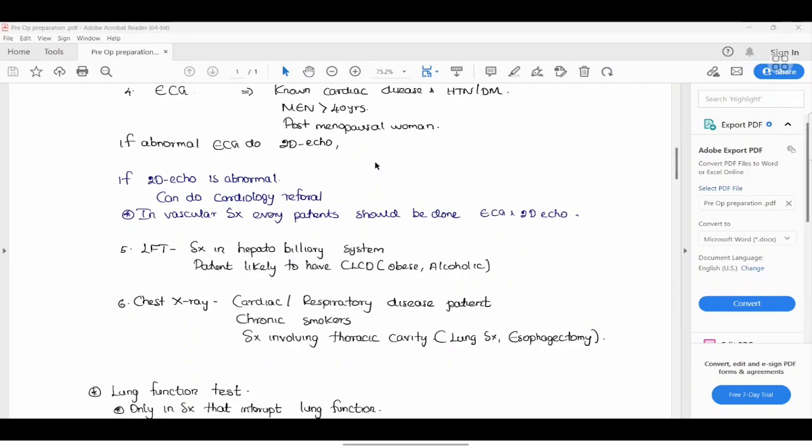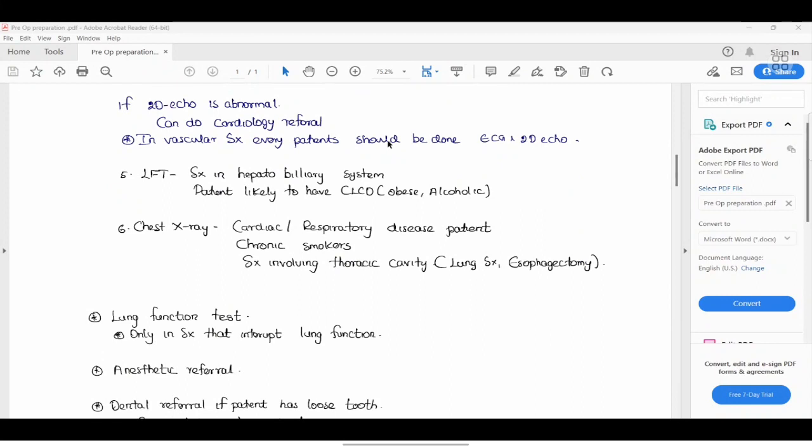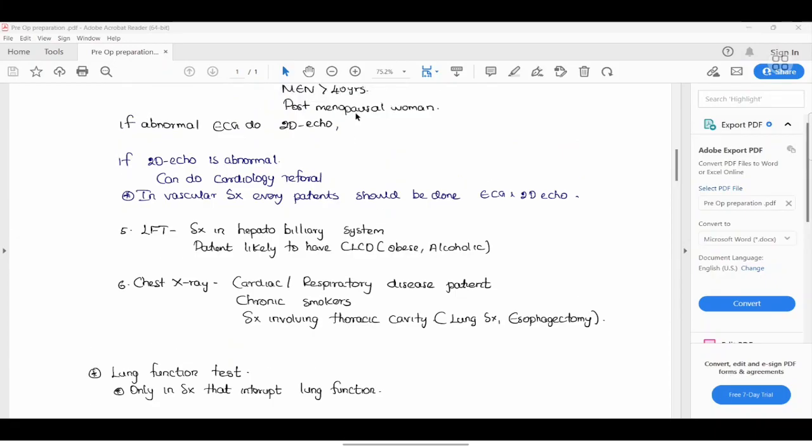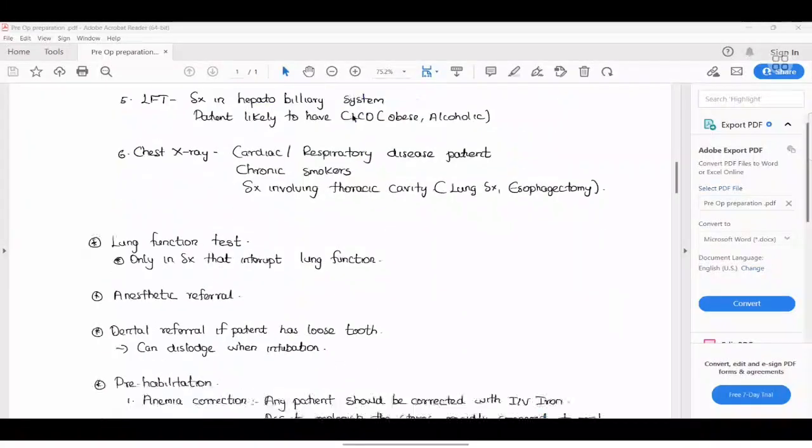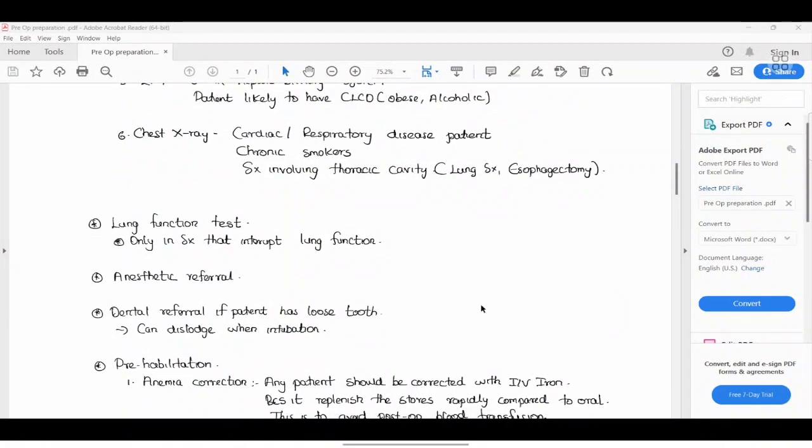So if the patient has a cardiac or respiratory disease, or if it is mentioned in the history or in the question that the patient has any respiratory pathology, or a history of chronic smoking, then we can proceed with the chest X-ray. Otherwise, no need. The lung function test is the same as the chest X-ray. Only if it's indicated will we go for the lung function test. Otherwise, no need to do a lung function test in every patient. Then the referral.